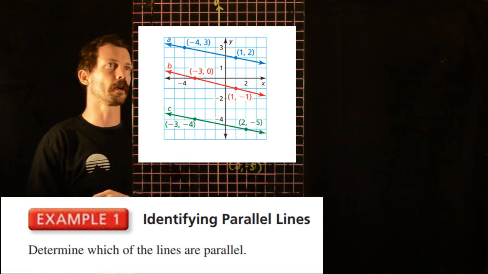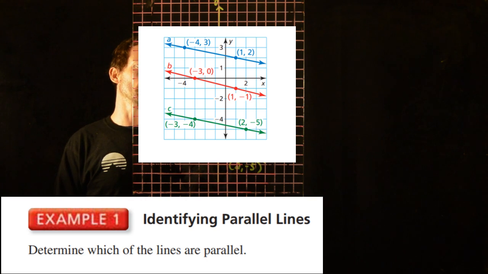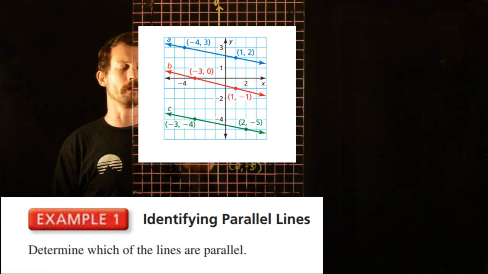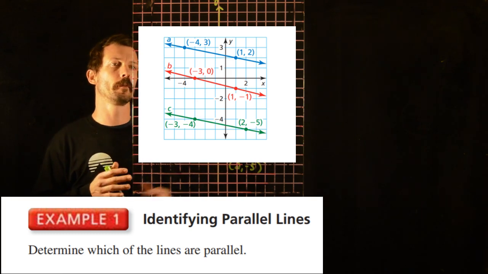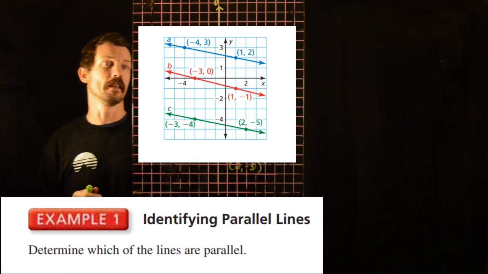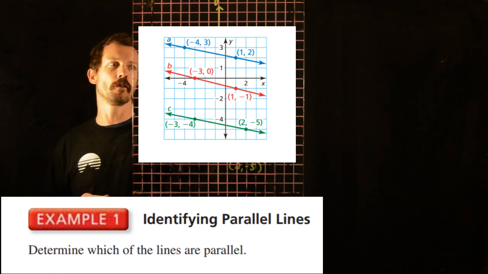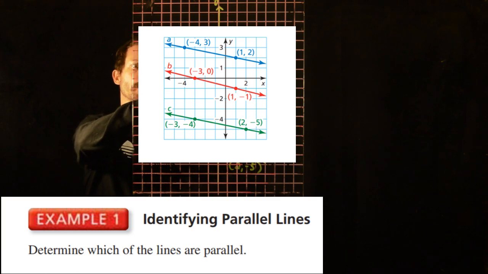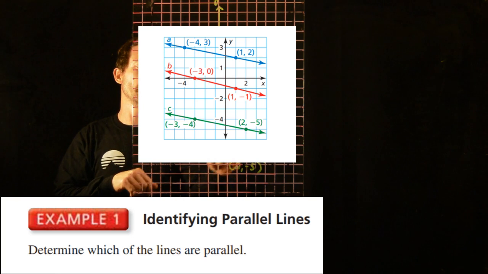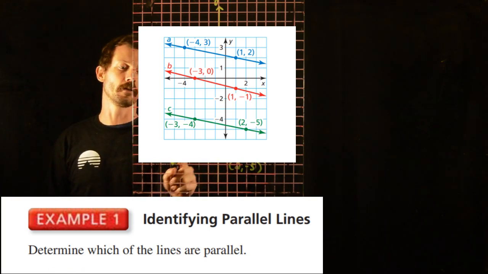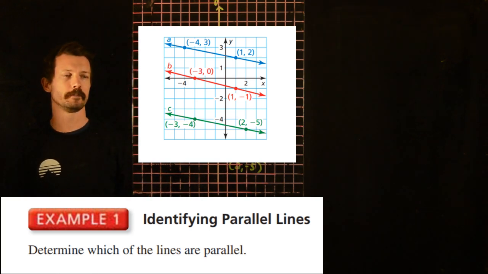So first thing you want to do is make a coordinate plane. I went by ones, but if you notice I put twos in here, so it might be a little confusing. But really, it's just going by ones. Then you're going to make lines A, B, and C. Line A goes through -4, 3 and 1, 2. Line B goes through -3, 0 and 1, -1. Line C goes through -3, -4 and 2, -5. So go ahead and copy that down.